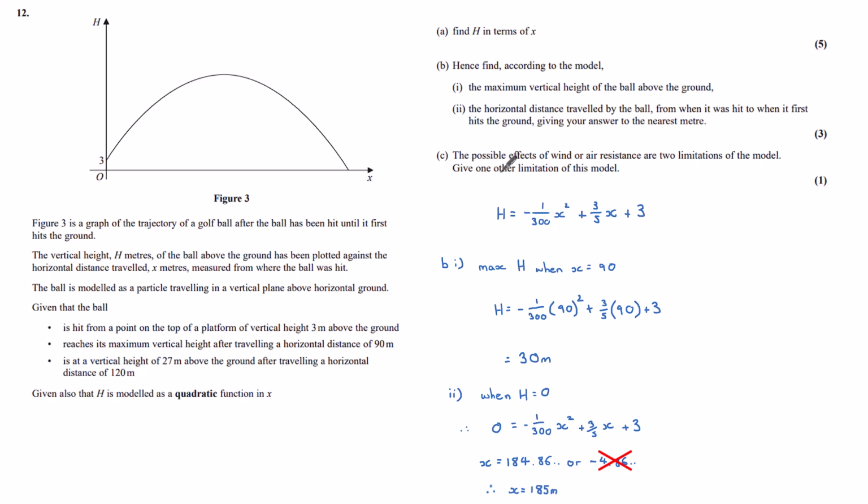Part C, the possible effects of wind or air resistance are two limitations of the model. Give one other limitation of this model. Now my advice with limitations is to read through until we find something that is a modelling limitation. So we've got the trajectory of a golf ball after it was hit. The vertical height of the ball has been plotted against horizontal distance from where it was hit. The ball is modelled as a particle. This is the first point where modelling has been mentioned, and we've got the ball is modelled as a particle. This is an extra limitation to this model.